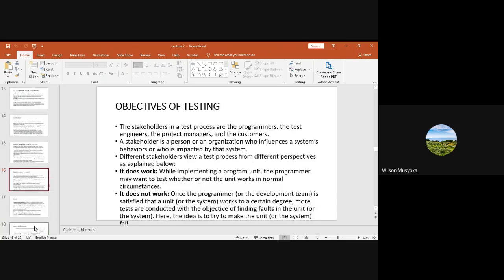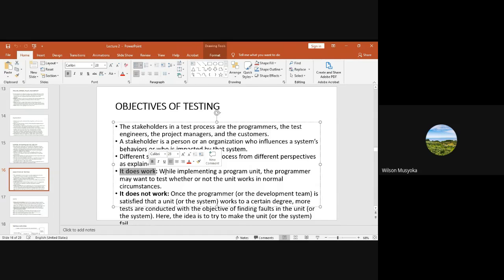So, what are the objectives of testing? The stakeholders, those we had identified, either the developers, the testers, the users, the managers, are normally there to ensure that the system is working as expected. A stakeholder is any person who has influence on the system, or on whom the system has an impact in one way or another. That is the person we will call a stakeholder. And different stakeholders will view the test process from different perspectives. So one stakeholder will be asking whether the system is working.